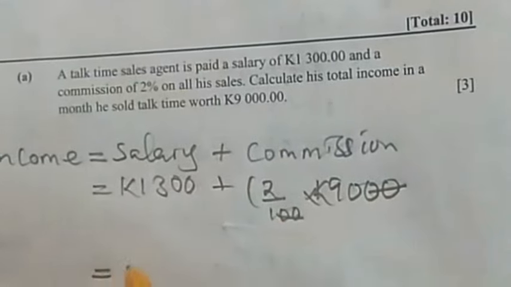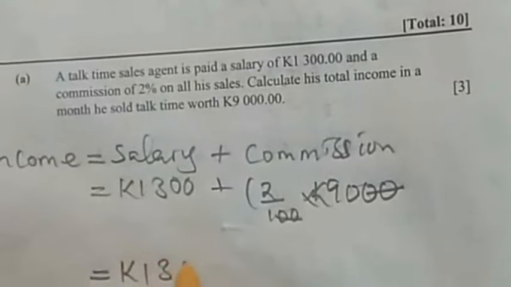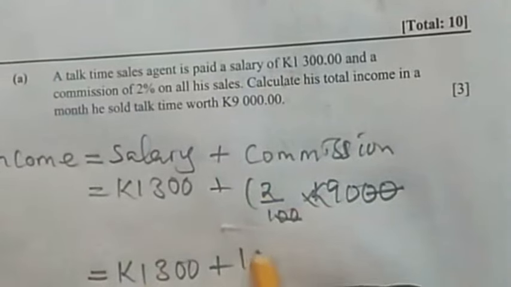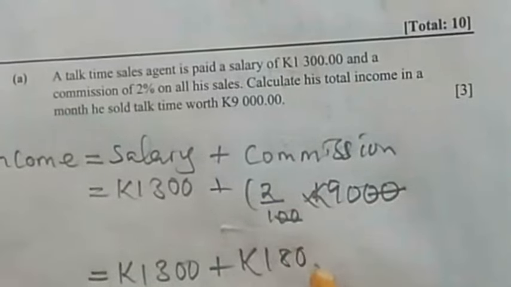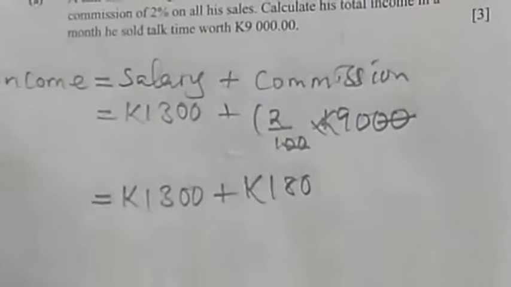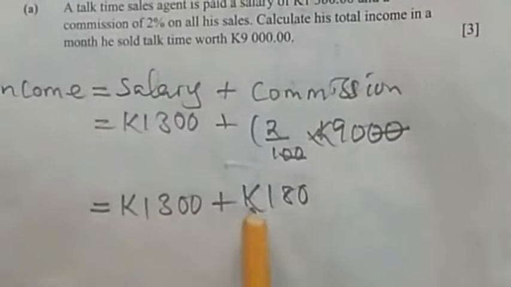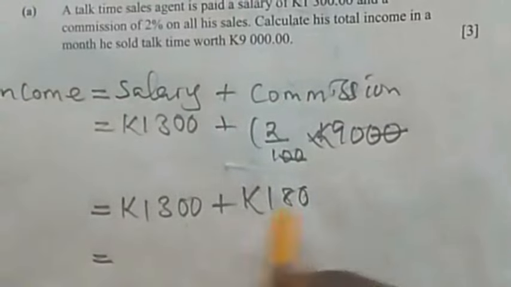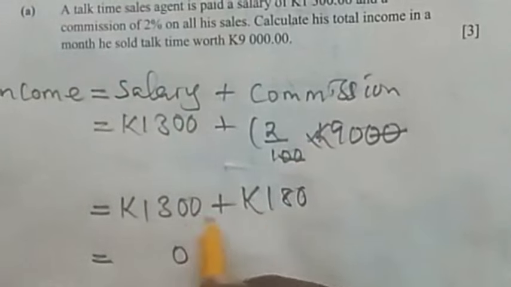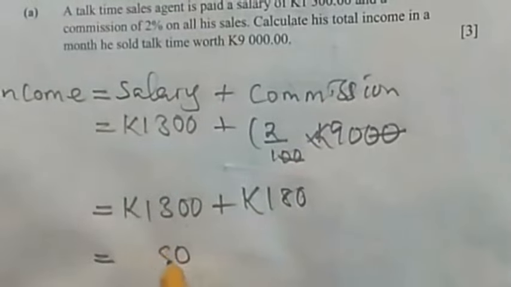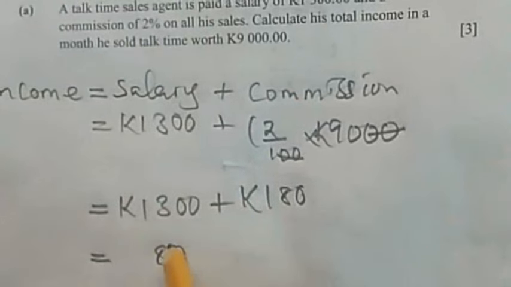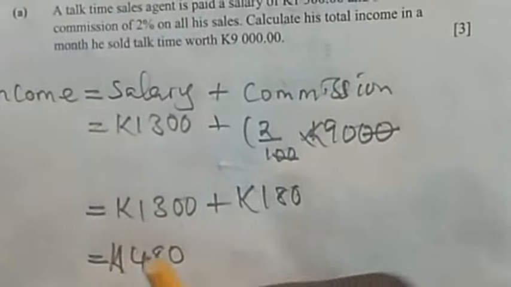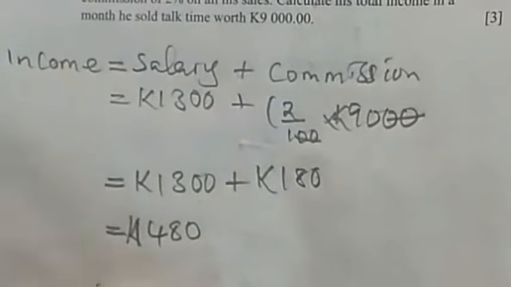Okay, then we're going to come up with 1,300 plus 2 times 90, which will give us 180. Then when you add that 1,300 plus 180, that will be how much? This will be 0. Then this 0 plus 8 will give us 8. Then 1 plus 3 will give us 4, then 1.